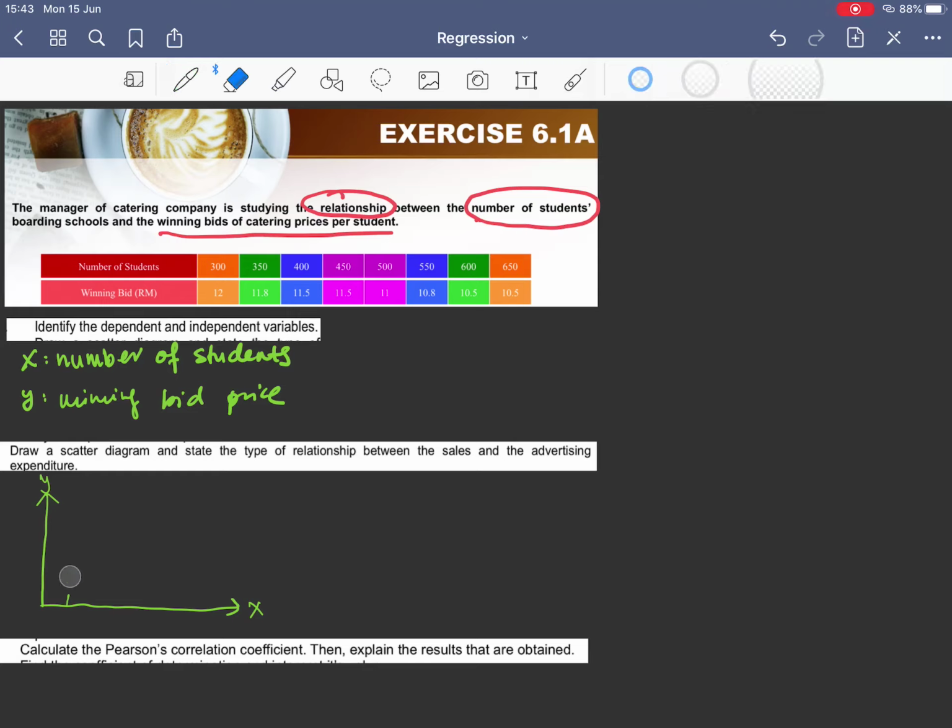Oops, sorry. So if we look at here, our scatter plot, the direction is negative. So we call it negative correlation, because as X increases, Y decreases. X increases, Y decreases. So it is a negative correlation.